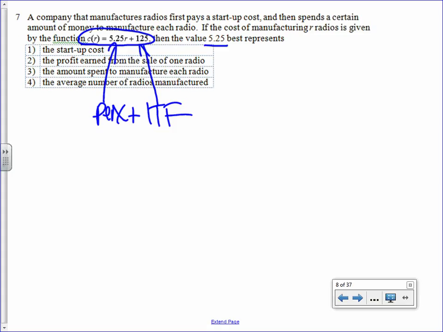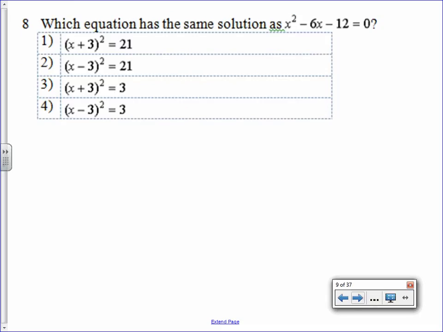Is the startup cost the per? No. Is the profit the per? No. Is the amount spent to manufacture each radio the per? Yes. Is the average number of radios manufactured the per? No. Choice 3 is the answer. You must be able to do that question as well.